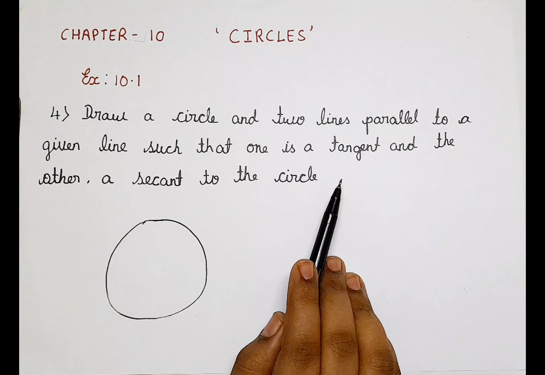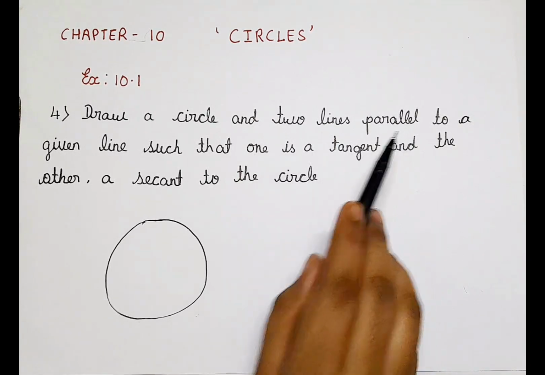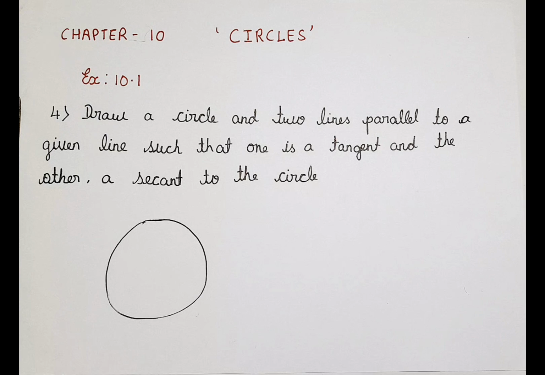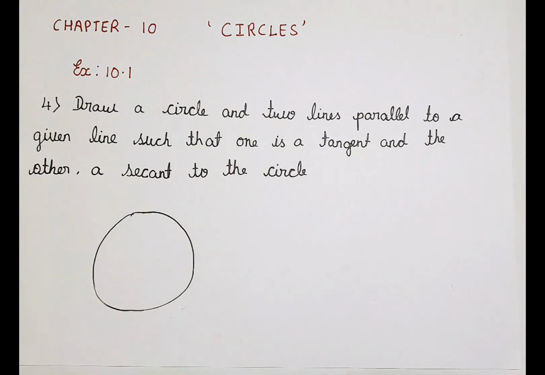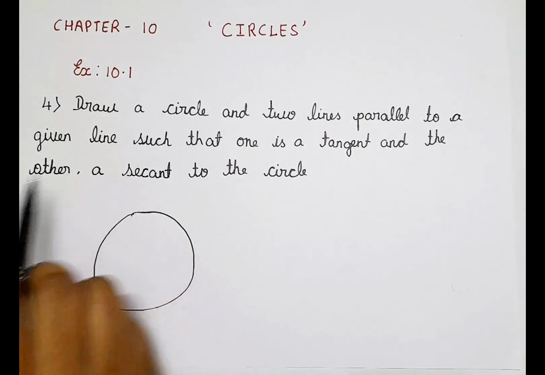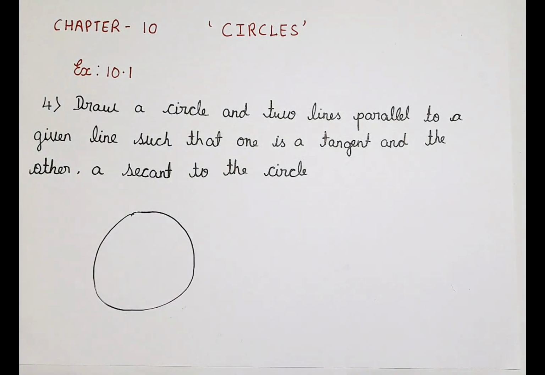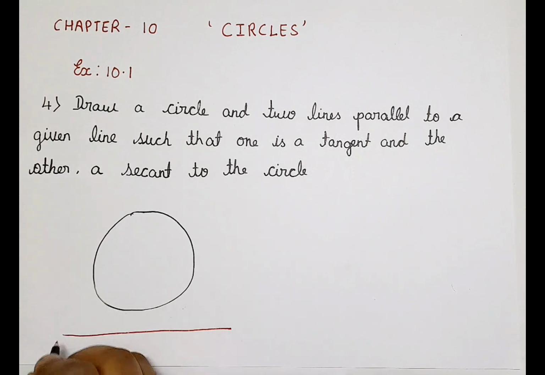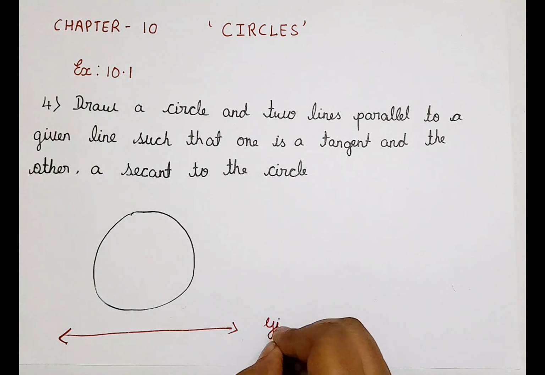Here they mentioned 2 lines parallel to a given line. So what is the meaning of given line? We are supposed to draw a random line like this. Of course you guys know how to draw a line. So this is the given line, I'll write this is the given line.